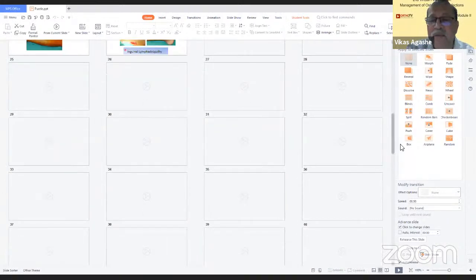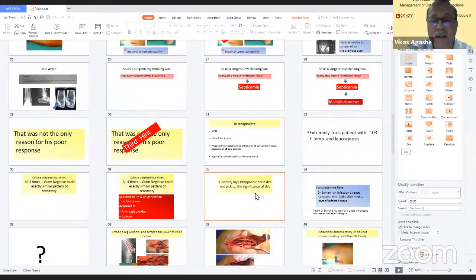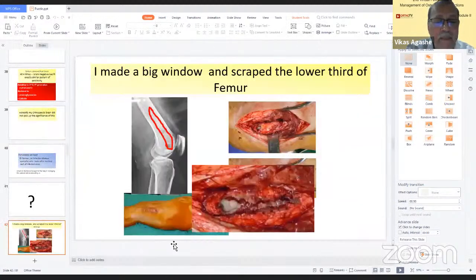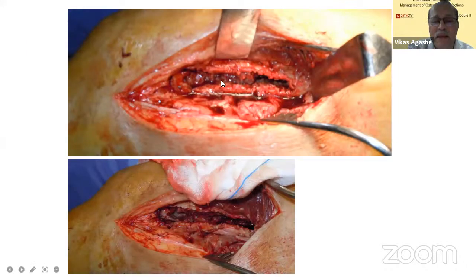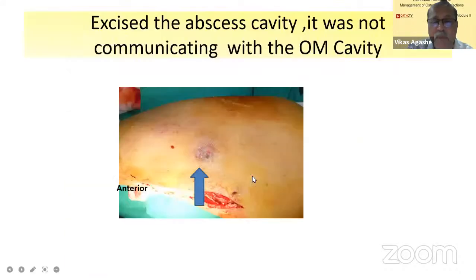So this is where we were. As I said, we need to make a big window. So my idea was to make a big window corresponding to the signal changes. Now this was the previous window. When I explored, I realized that the window was very small. You can see infected tissue deep inside. And that's the window I made, a big window. You can see deep infected tissue underneath. I also excised this soft tissue abscess, which was communicating with the osteomyelitic cavity.